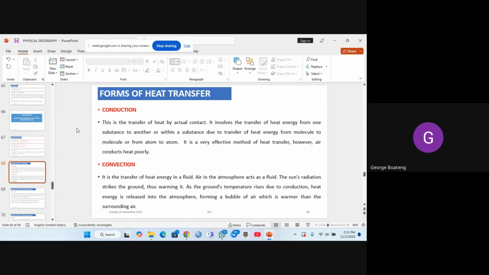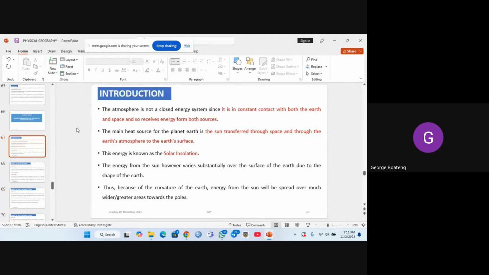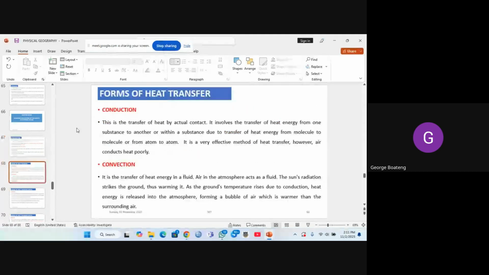Now we have 3 means or forms of heat transfer. We have 3 of them. We have the one in fluids. We have one by actual contact, in metals. Then we have one that occurs just through space.